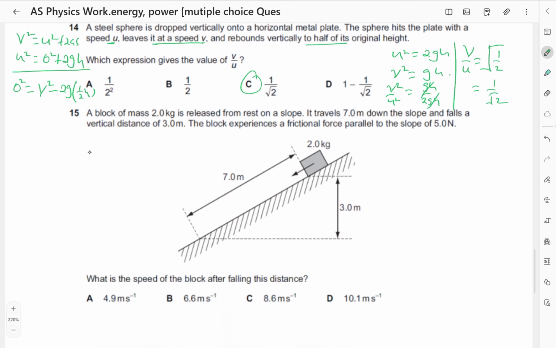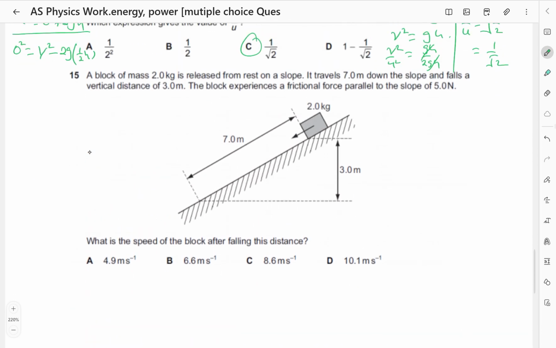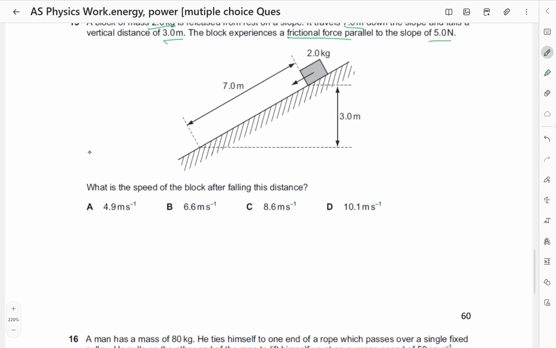A block of mass 2 kilograms is released from rest on a slope. It travels 7 meters down the slope and falls a vertical distance of 3 meters. So it has mass 2 kilograms and travels 7 meters down the slope. The block experiences a frictional force parallel to the slope of 5 newtons. What is the speed of the block after falling this distance?